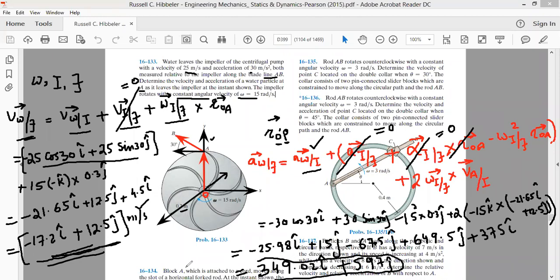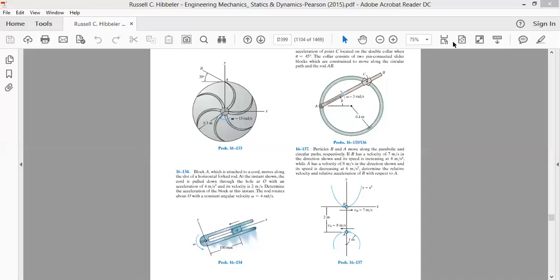This is the acceleration of water with respect to the ground. These are very, very important terms, that we are successful in calculating the velocity of water with respect to ground and acceleration of water with respect to ground. So this much you should be able to do, and in the next class we'll take a few more problems. Thank you very much.